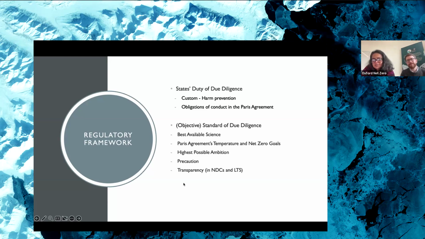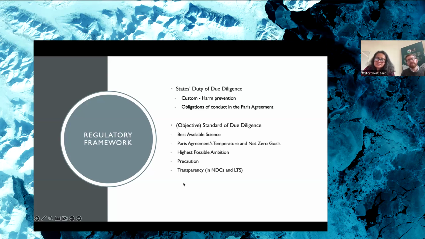I'm happy to elaborate on this in the Q&A, but for current purposes, I'm going to leave these sources of due diligence aside and focus on the objective standard of due diligence that actually attaches to this duty of due diligence. The reason I say it's an objective standard is because it is not determined based on the subjective will of states, what they do, but it is dependent on concrete benchmarks.